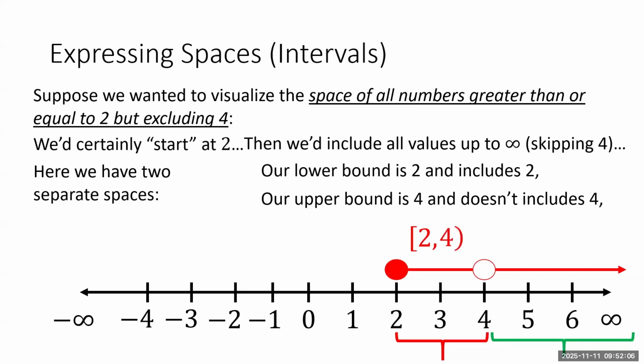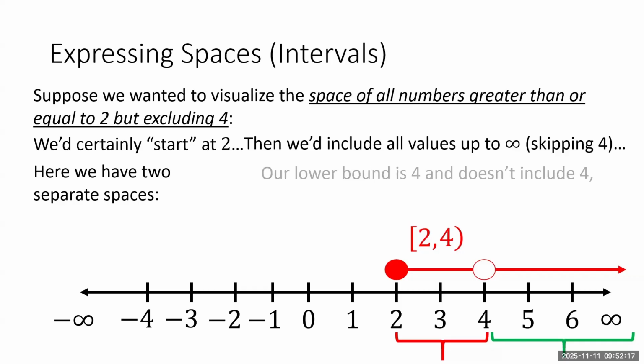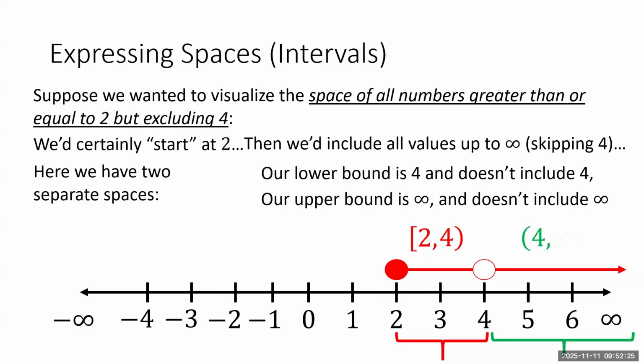So we put a parenthesis around 4. So our lower bound space, or one of our spaces, is going to be bracket 2, comma 4, parenthesis. But we also have the space to the right of 4. Here our lower bound is 4, so we use a parenthesis around 4. And we go all the way up to infinity. And so we put a parenthesis around infinity because we certainly can't include infinity.